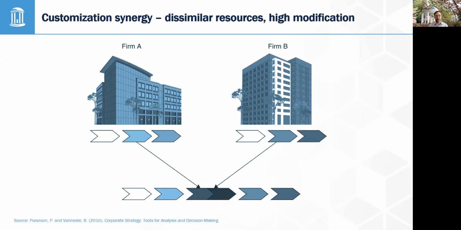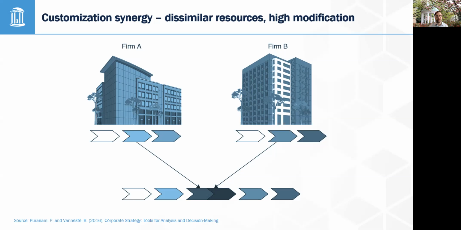The third synergy I want to talk about is the customization synergy. This is about taking dissimilar resources and using high modification to increase value. A key word to remember here is co-specialization. This is all about engineered complementarity between different parts in the value chain. The example shown here happens to be vertical integration. So if you have outputs from one part of the supply chain that are inputs to another part of the supply chain, you can coordinate those activities so that they work better together.